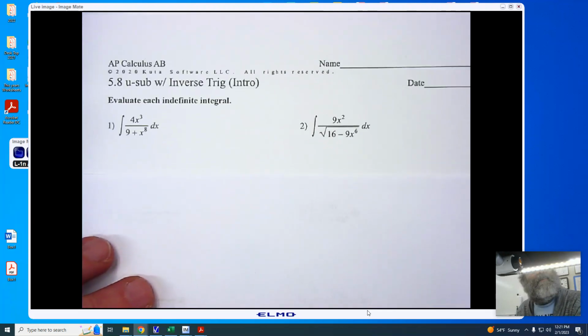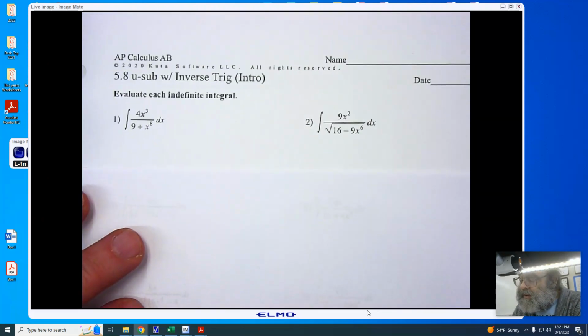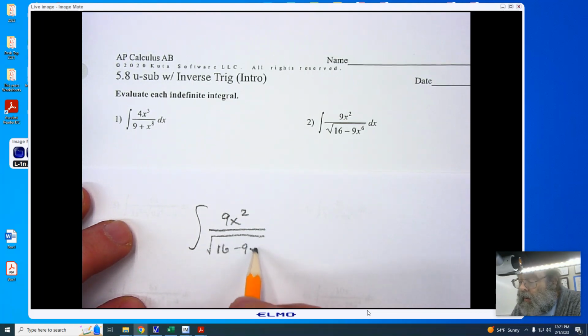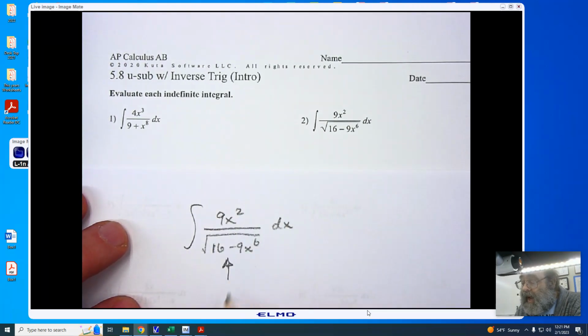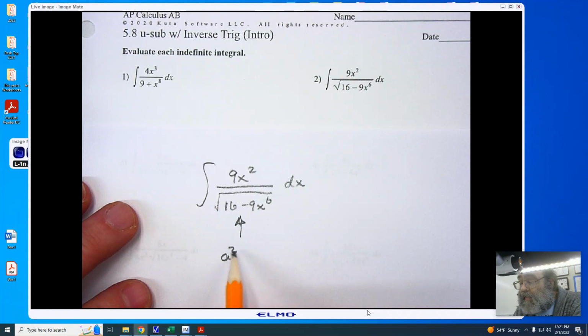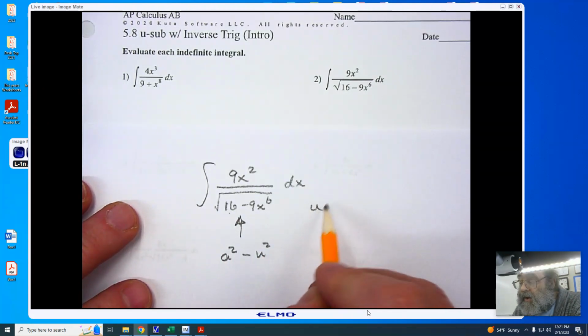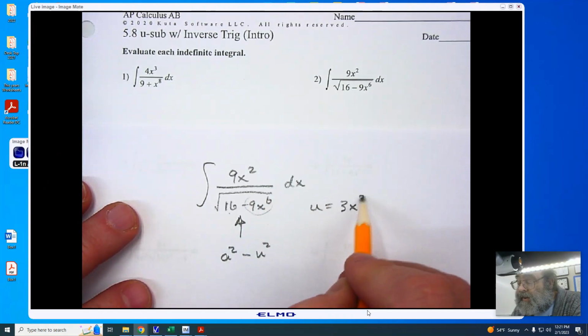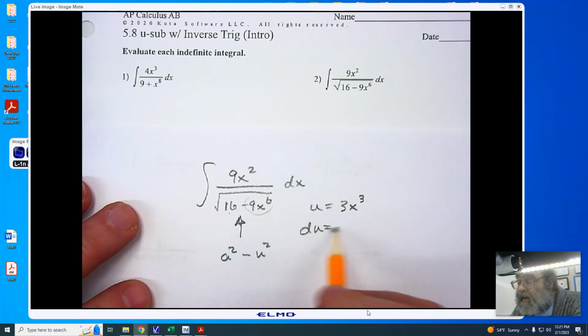We're going to start with number 2, and you'll notice in number 2, when I write the problem down, I have extra information. That's stuff on top. Now, we know that if we were to work with an arc, this has to be a squared, being the constant, minus u squared. So if I let u equal the square root of this, which is 3x to the 3rd, you'll notice the du is 9x squared dx.